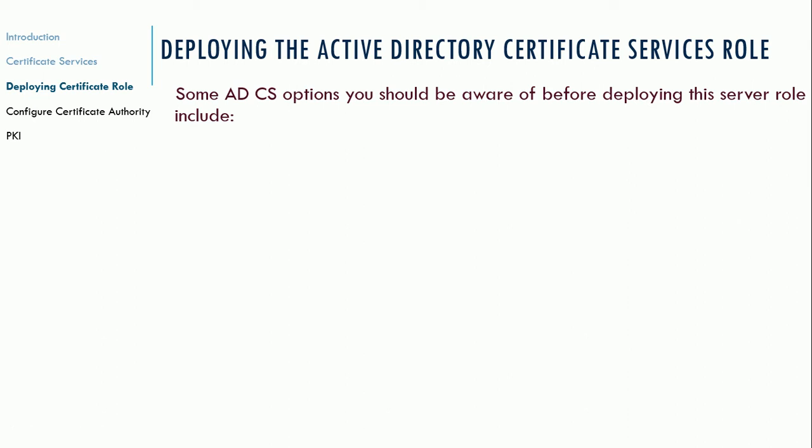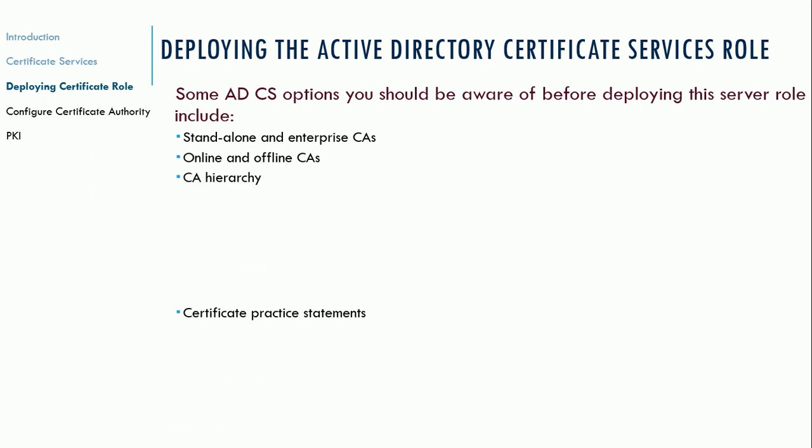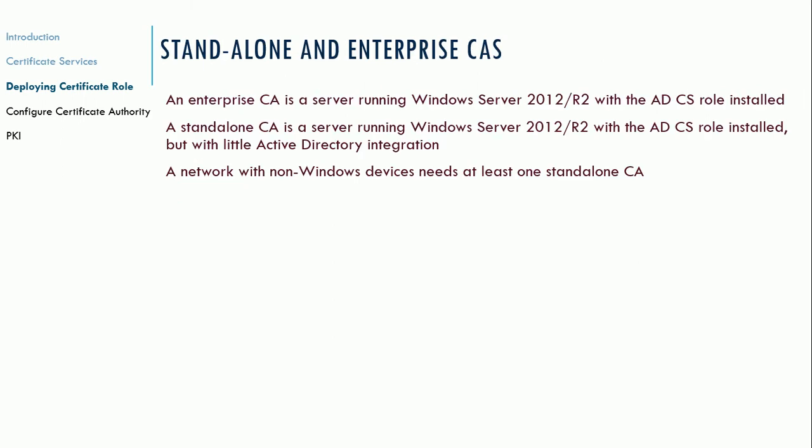So you'll have to install the certificate role in Windows 2012 Server, or you could do this in 2008 as well. So I'll just talk briefly here in this slide deck about how to install the certificate role and how it's configured. There are different types of CAs. You have a couple different options. You have standalone and enterprise CAs, online or offline CAs, and then we also have to be aware of CA hierarchy and certificate practice statements.